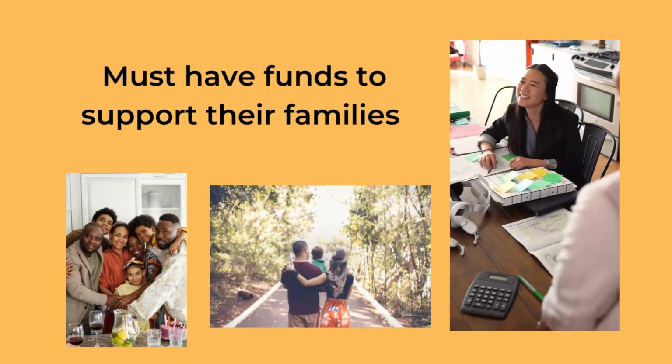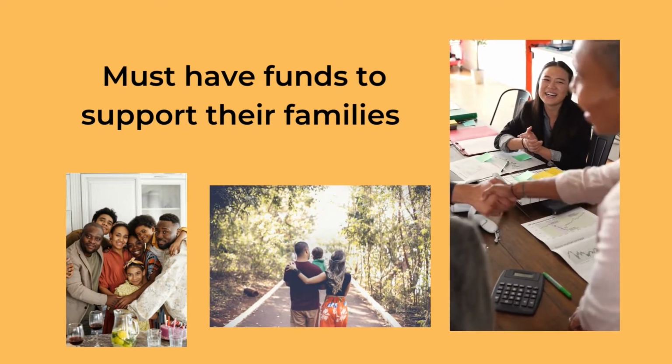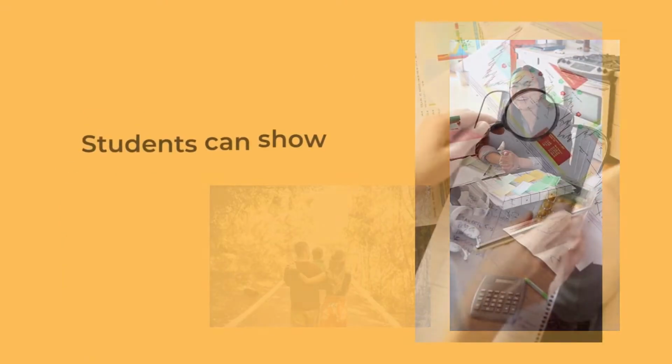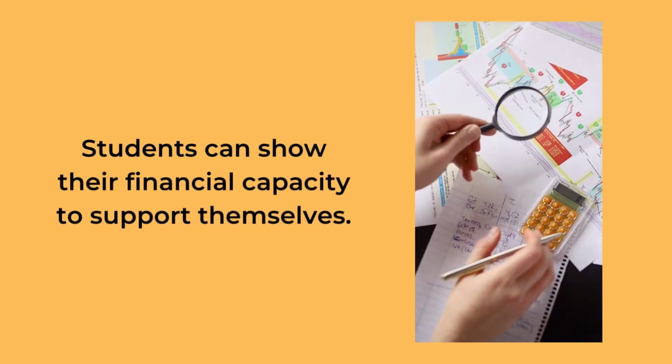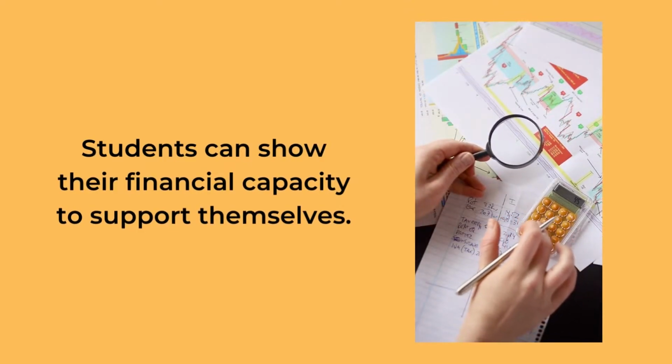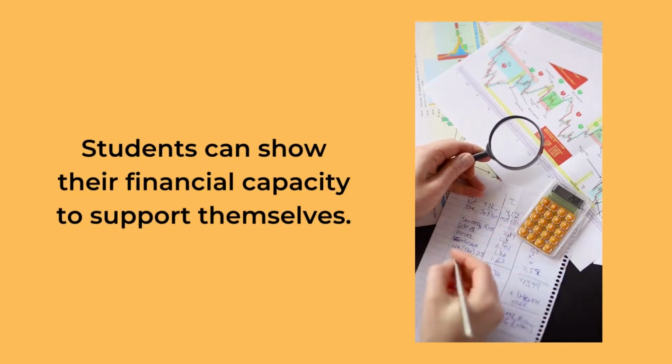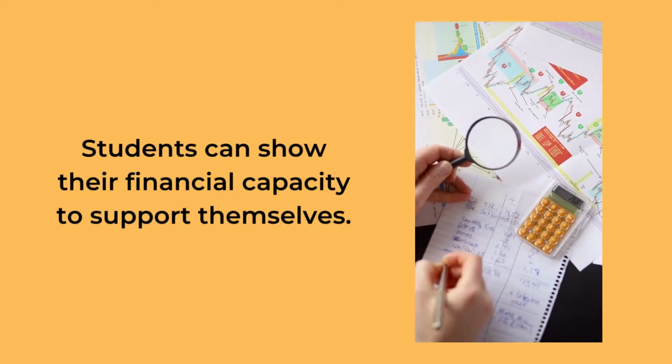their family's expenditures. Students can show their financial capacity to support themselves and their families, if applicable, by submitting copies of their bank accounts, information about any loans they are taking out, and information about any scholarships they have received.